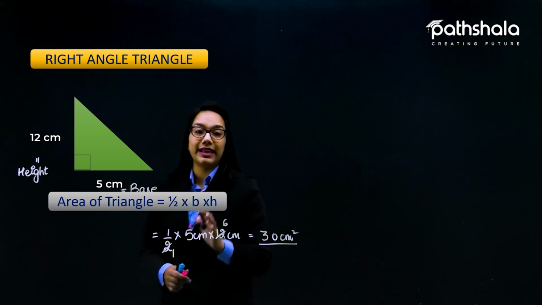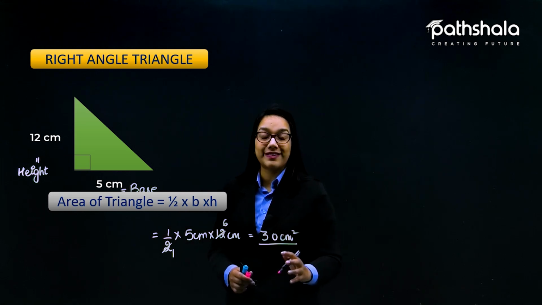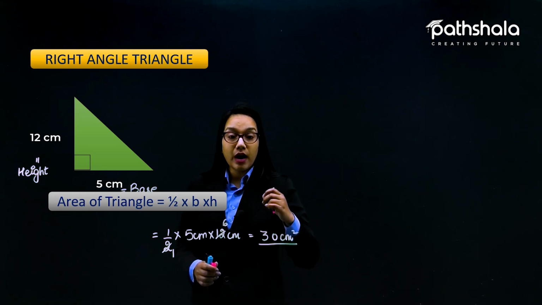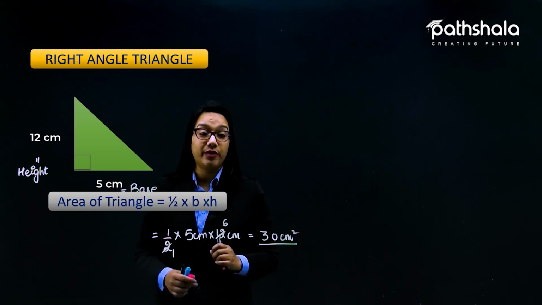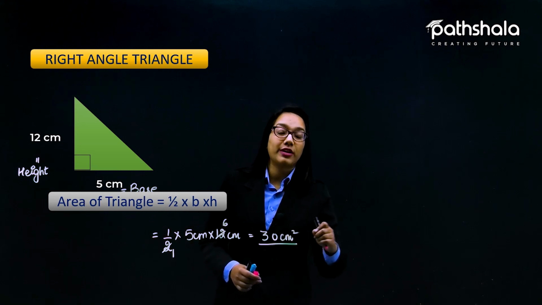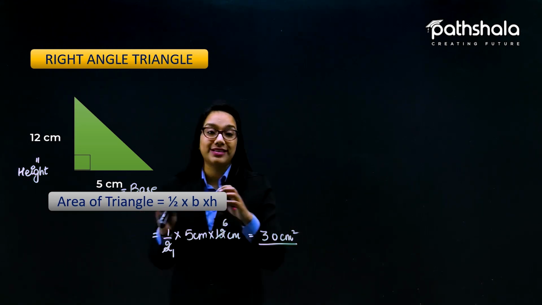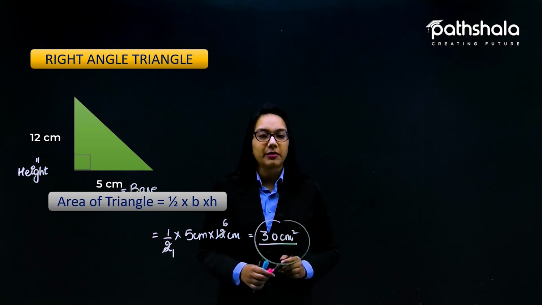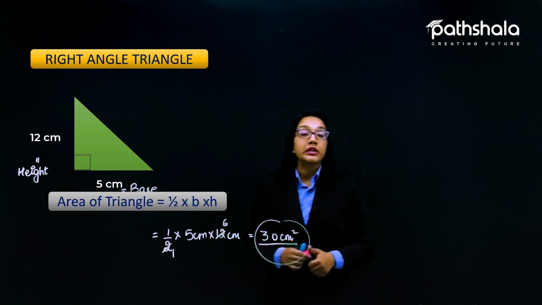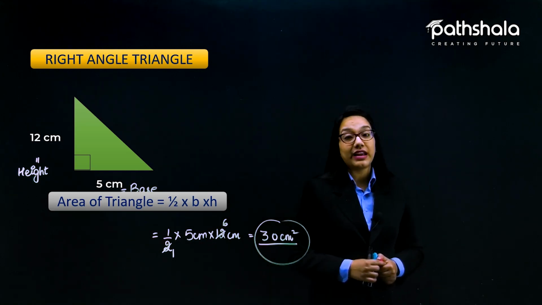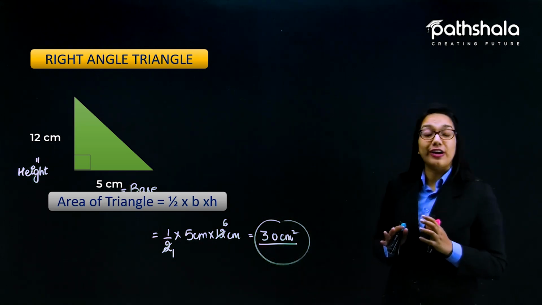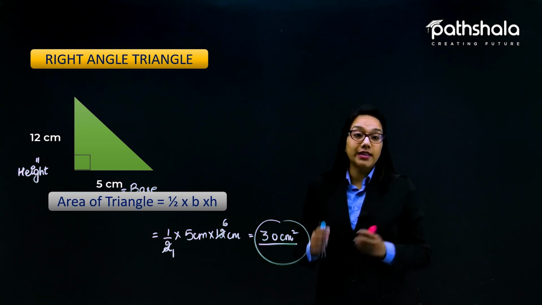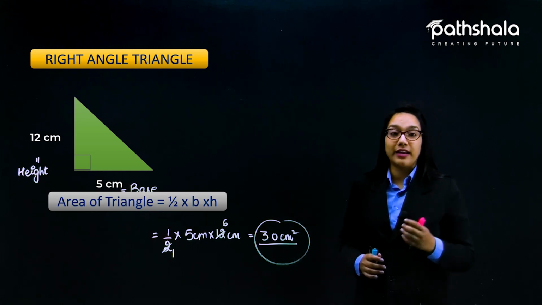Hence at the end, the area of this particular triangle, a right angle triangle whose two consecutive sides are given and have an angle of 90 degrees in between them, is equal to 30 centimeter square if the two sides are 5 centimeter and 12 centimeter. So this is how we can find the area of a right angle triangle. If I have another type of triangle, how can we find the area of that triangle?